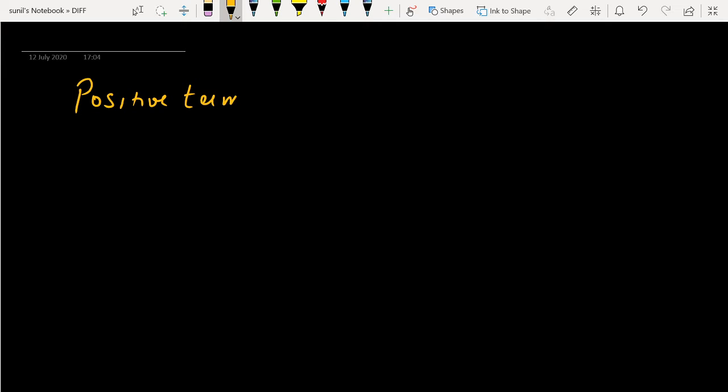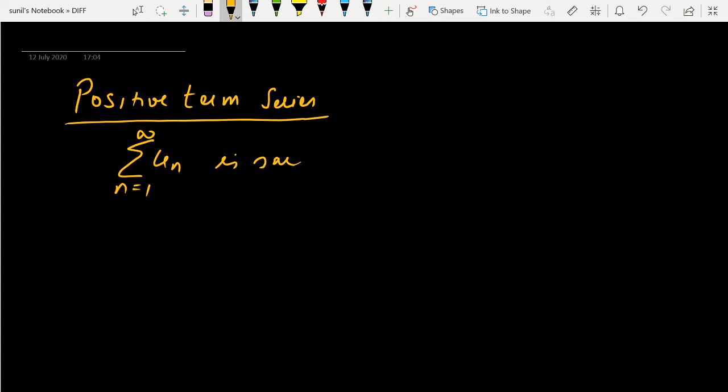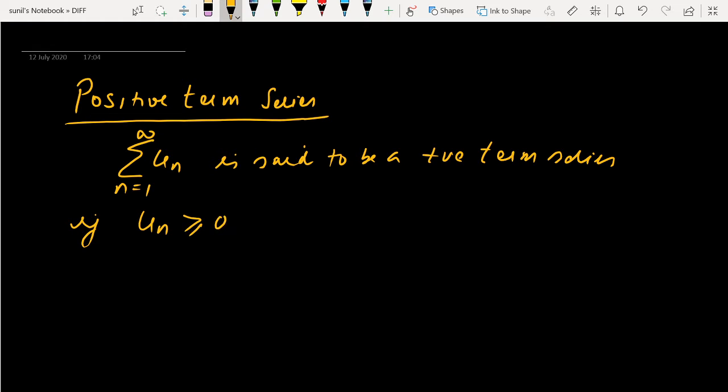Positive term series. An infinite series, that is summation un, n varies from 1 to infinity, is said to be a positive term series if un is greater than or equal to 0 for all n belongs to the natural numbers. It means all the terms have to be positive.